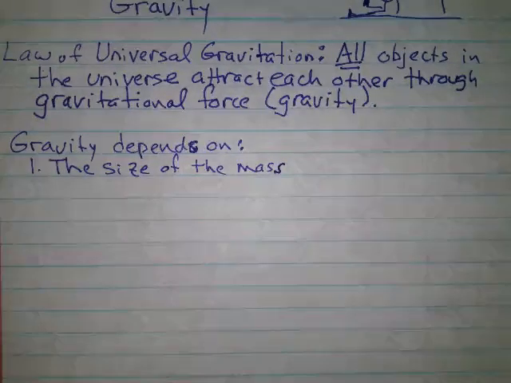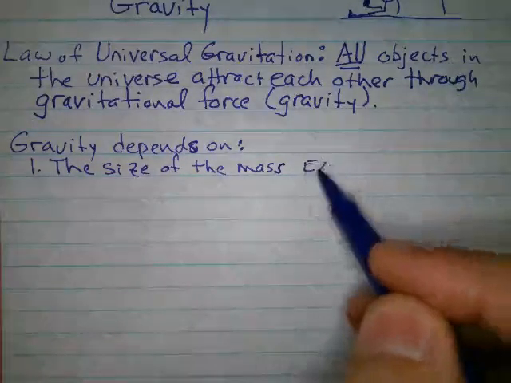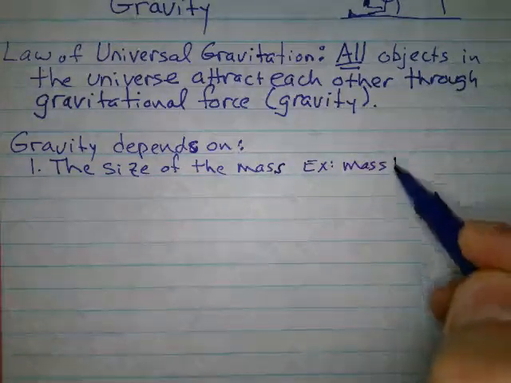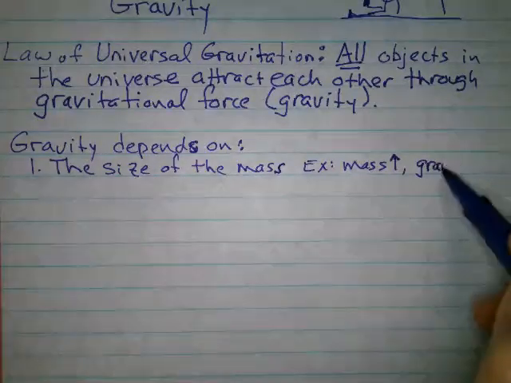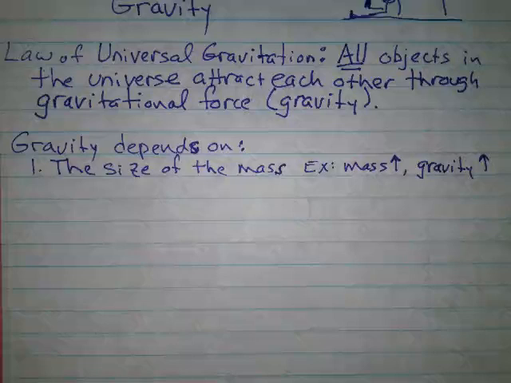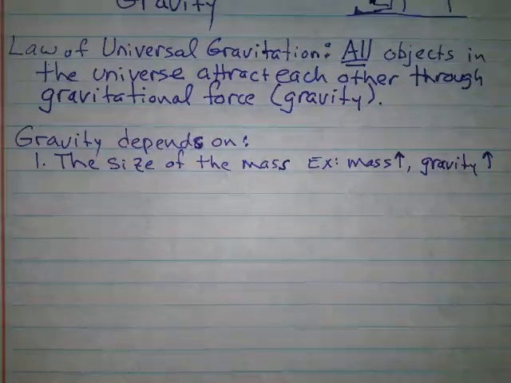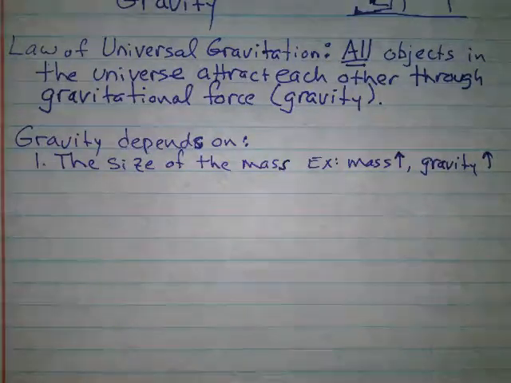Let's finish that. And as an example, I'll just say as mass goes up, gravity goes up. And we talk about things like the sun having a ton of gravity, or a lot of gravity, and that's the reason why, because the sun has so much more mass.